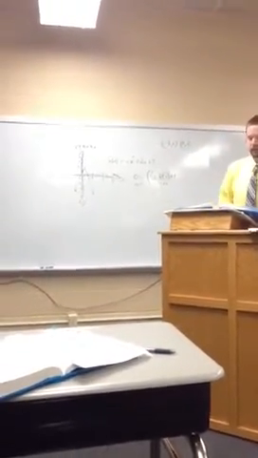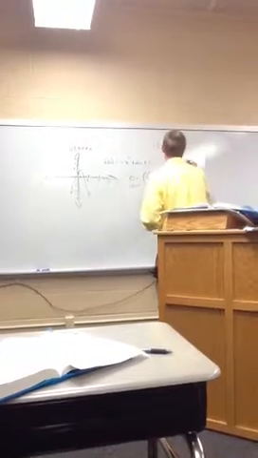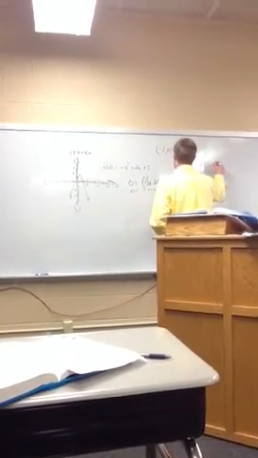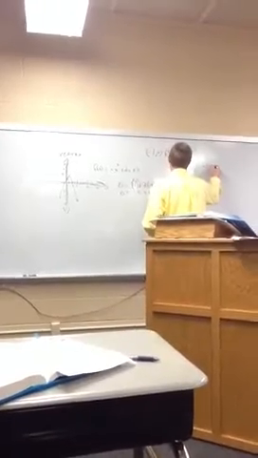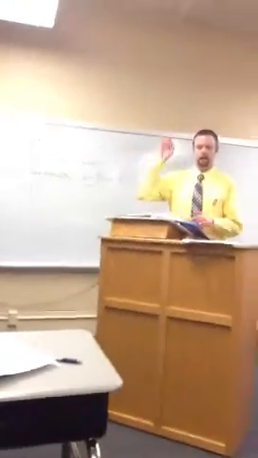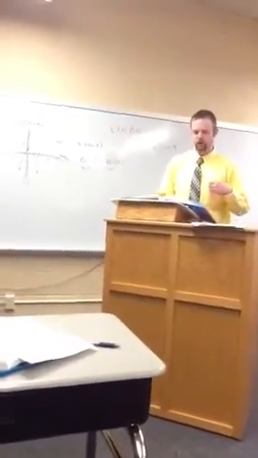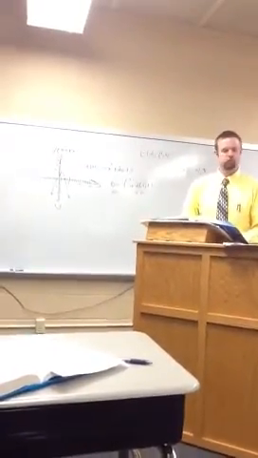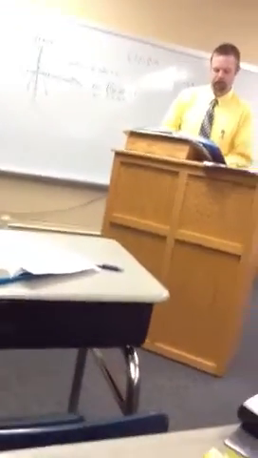So the zeros of this function are -1 and 3. Those are your two zeros. That's how you answer that. The zeros are -1 and +3. What about example B? Where does it look like it crosses the x-axis?